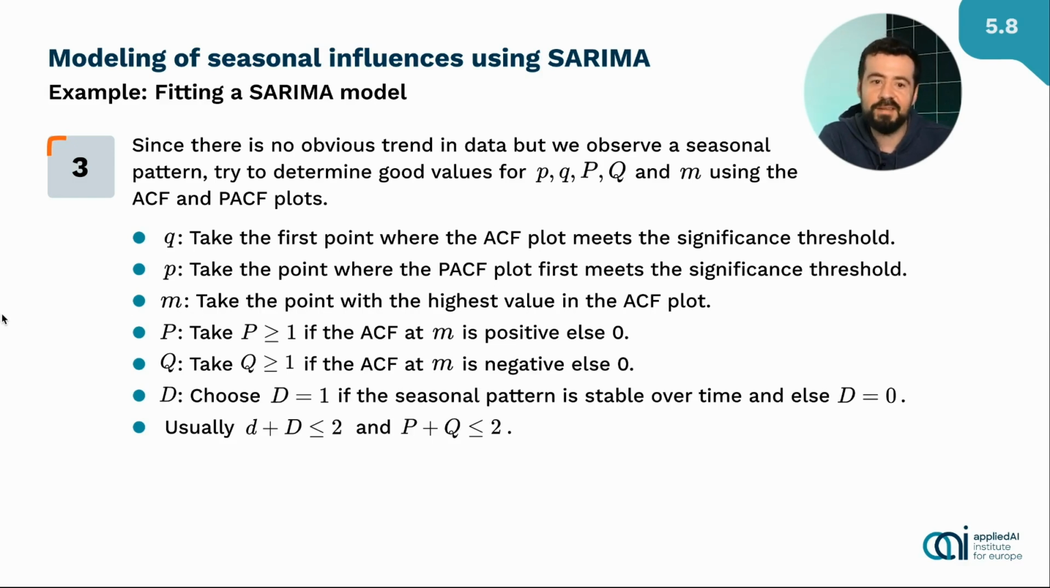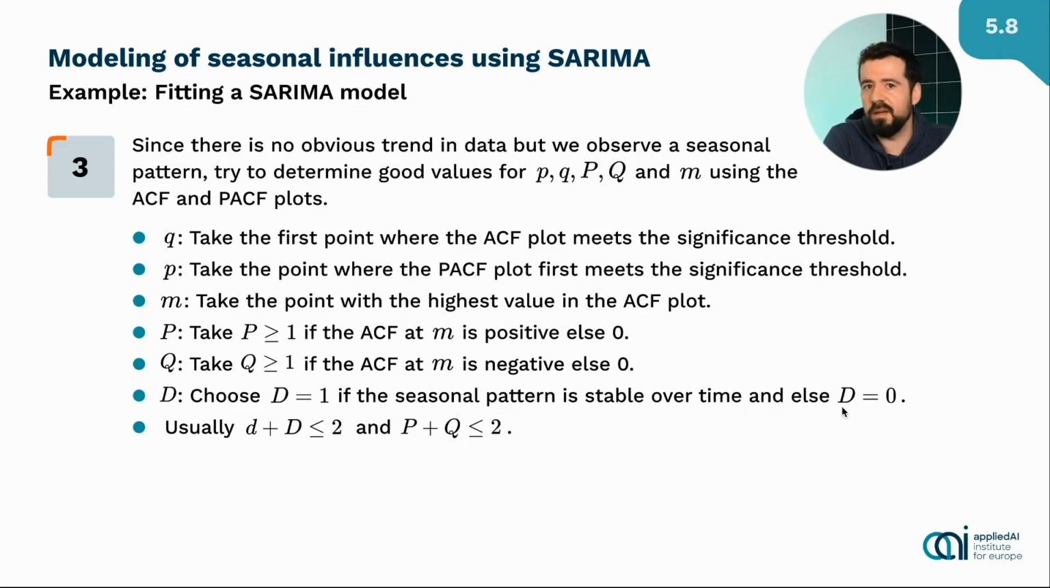Now let's talk about the other seasonal components. For the large P, so the seasonal autoregression, we take a value larger than or equal to 1 if the ACF at M is positive. Otherwise, we take the value of 0. For large Q, the seasonal moving average part, we take a value larger than or equal to 1 if the ACF at M is negative. And finally, for the seasonal differencing, we choose the value of 1 if the seasonal pattern is stable over time, and otherwise we take D equal to 0.